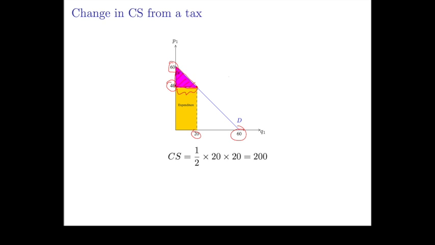Now what's the base of this triangle? Well, it's 20. What's the height of the triangle? Well, it's 60 minus 40, which is also 20. Remember, area of a triangle is 1/2 times base times height. So we have 1/2 times 20 times 20, which is 200.